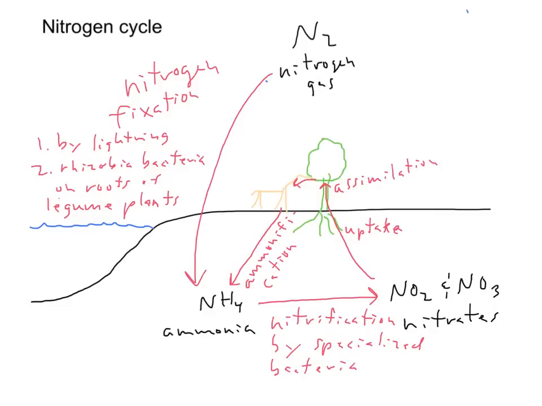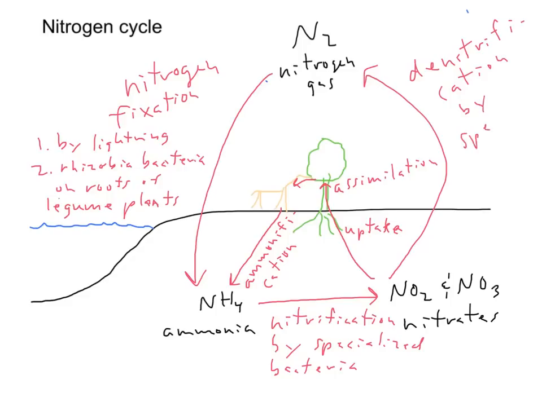Ultimately, in order to make this cycle complete, we have to have some way of reforming the nitrogen gas. Otherwise, over time, it would deplete. And so there are still other bacteria that do the step called denitrification. And so we will say again, by specialized bacteria. Okay, and thus completes the process.